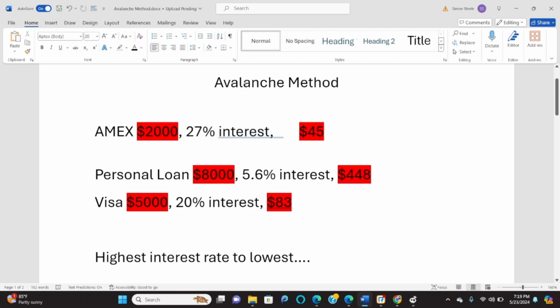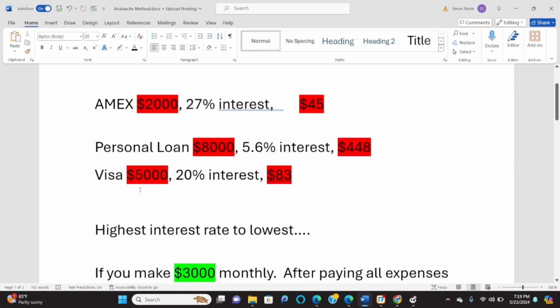And the Avalanche method says attack the highest interest rate first to get rid of debt, and then go to the second highest, so on and so forth, to the lowest. So you're going to attack the highest interest rate debt first. So it's not necessarily about what the balance is. It's not necessarily about what the monthly payments are. The key with the Avalanche method is what has the highest interest rate. And we attack it from highest rate to lowest.